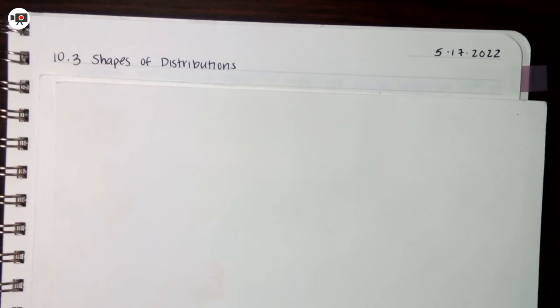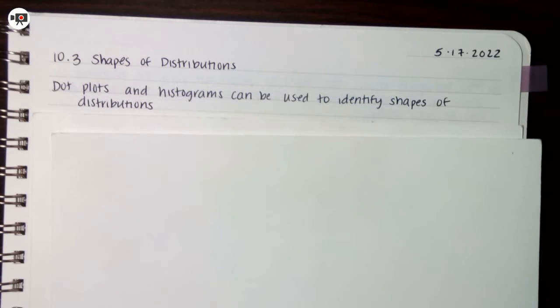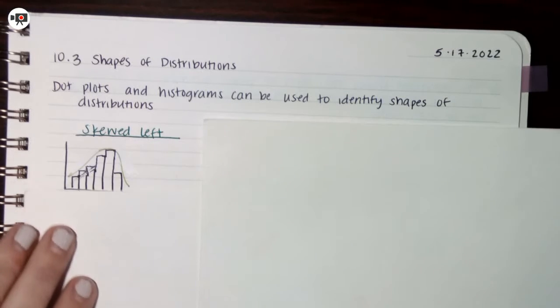This is 10.3, Shapes of Distributions. Dot plots and histograms can be used to identify the shapes of distributions. We have a few different types.